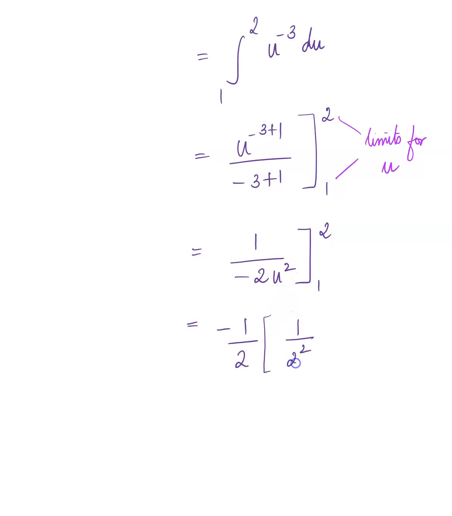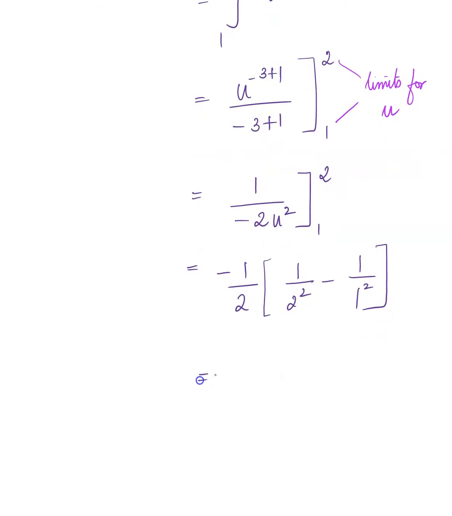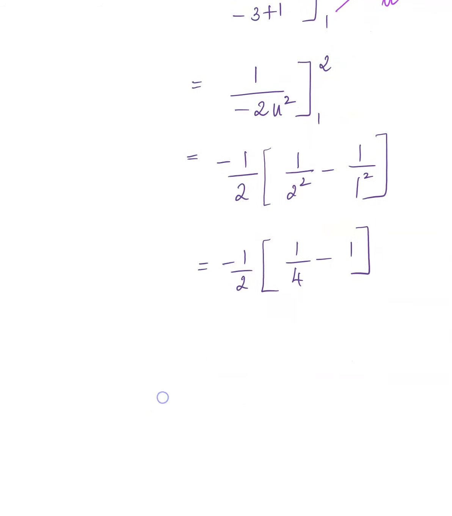So 1 over 2 squared minus 1 over 1 squared. I always like to keep my constant outside, but you'll see that some of the solved examples will keep it together, and then they substitute it. Not a problem. 1 over 4 minus 1. So clean all that up, and that's going to be negative 3 over 4. That's going to be positive 3 over 8.